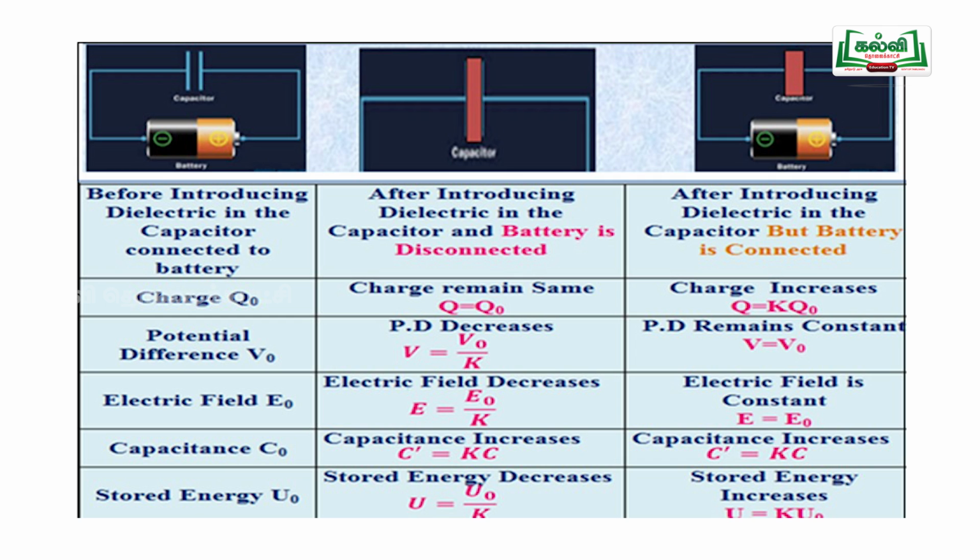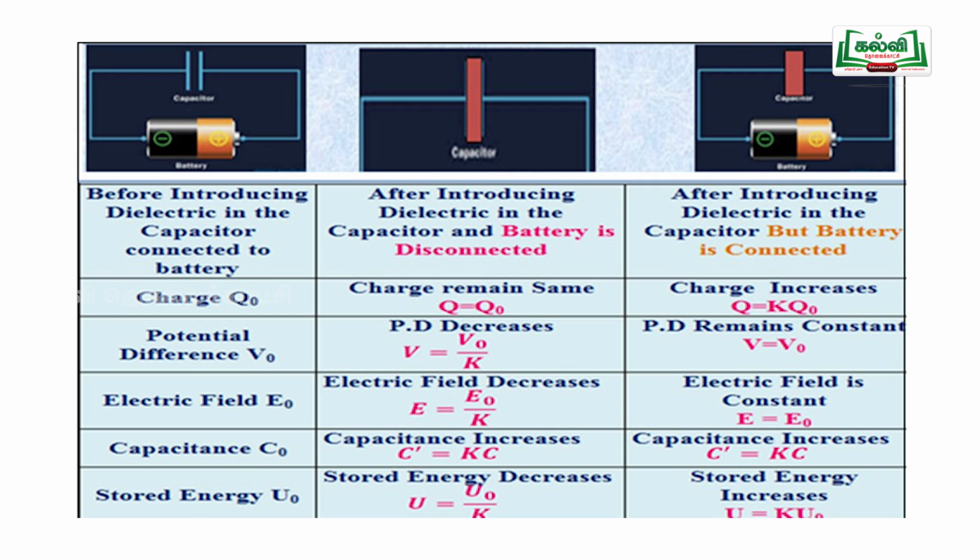Okay, students, the next content is what happens when a dielectric is introduced into a capacitor after charging and then after removing the battery. In the first case, when the capacitor is charged by a battery, the charge is Q naught, potential difference is V naught, electric field is E naught, capacitance is C naught, and the stored energy is U naught. Now, when you remove this battery and fill the capacitor with a dielectric, the charge remains the same. Initially, what was the charge? Q naught.